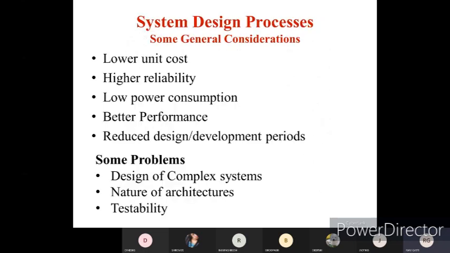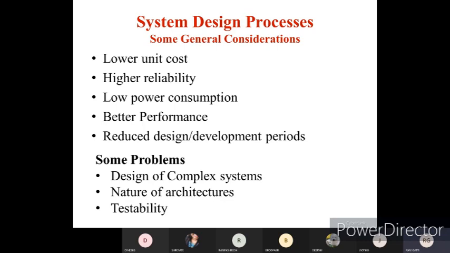Next we went for the design subsystem. When we go for this design subsystem, we need to consider some general considerations before we go for the actual design process. The design you are going to establish has to provide low cost, higher reliability, low power consumption, better performance, and reduced design or development periods.